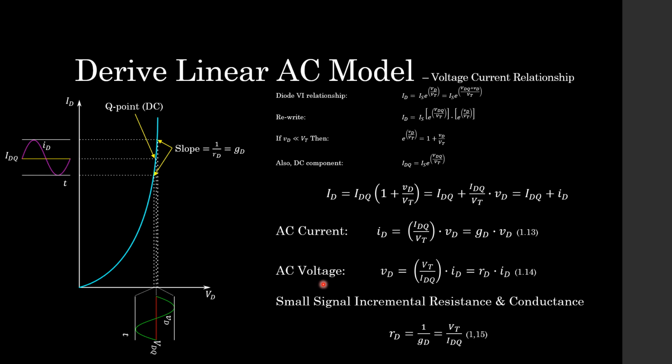Similarly, if we look at our AC voltage, we have our thermal voltage divided by our DC current, IDQ, multiplied by our AC current, and we can replace this part of the equation here by our incremental resistance, rd, and simply multiply that by our AC current. And remember, students, the relationship between conductance and resistance over here, and we have rd is equal to 1 over gd, which is equal to our thermal voltage divided by our DC current.